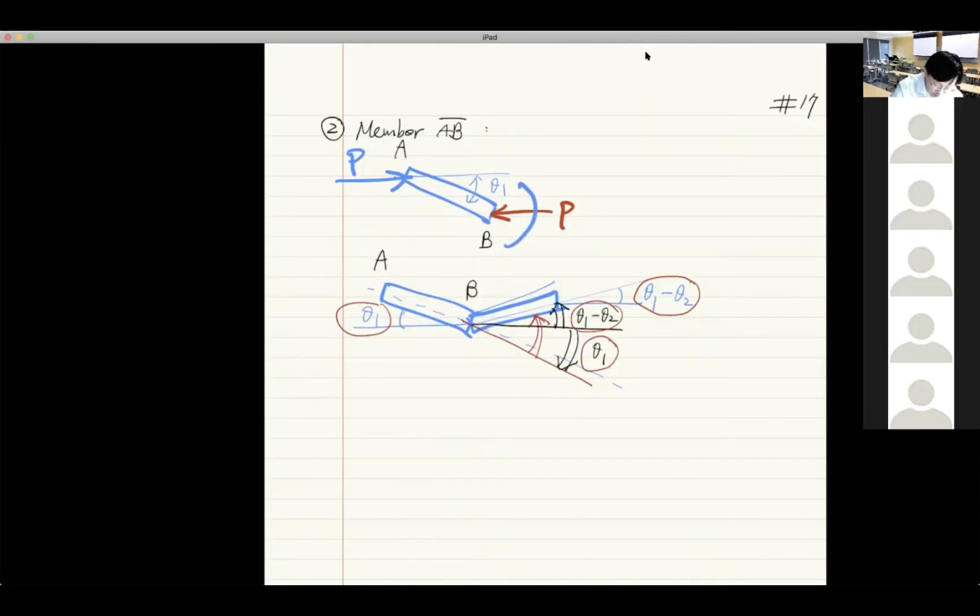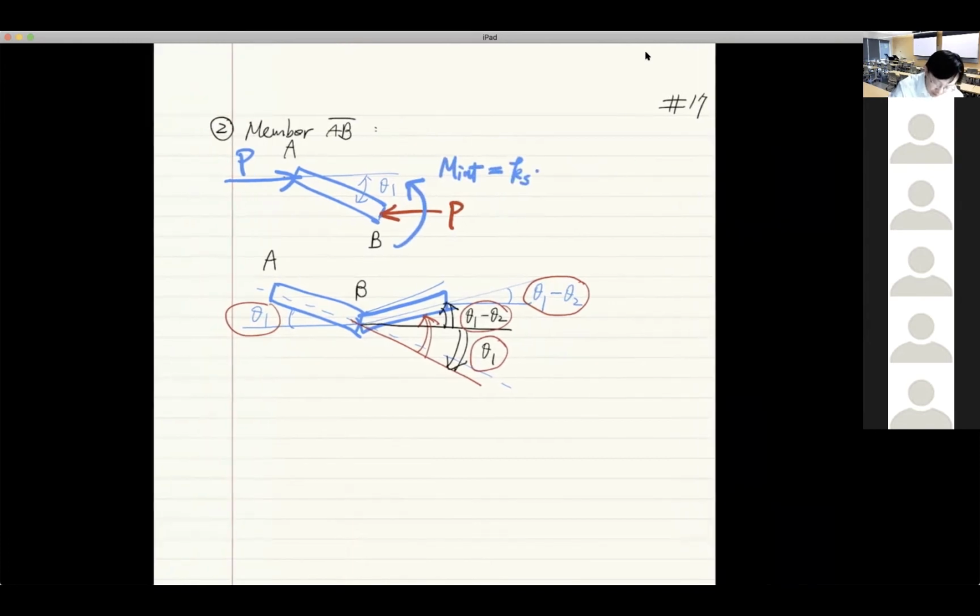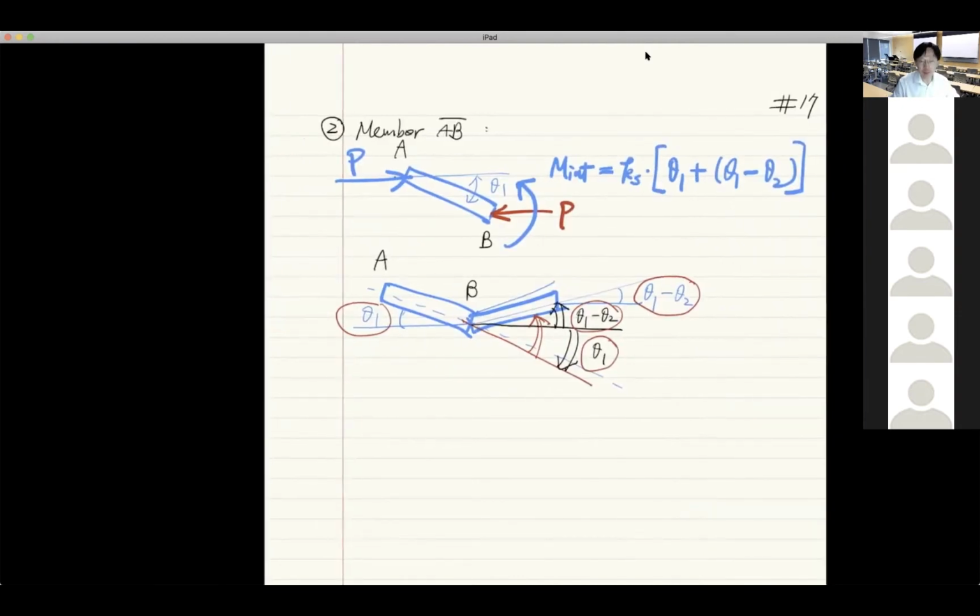Going like this. This is the internal moment, which equals Ks times theta 1 minus theta 2. That is the internal moment acting on member AB.